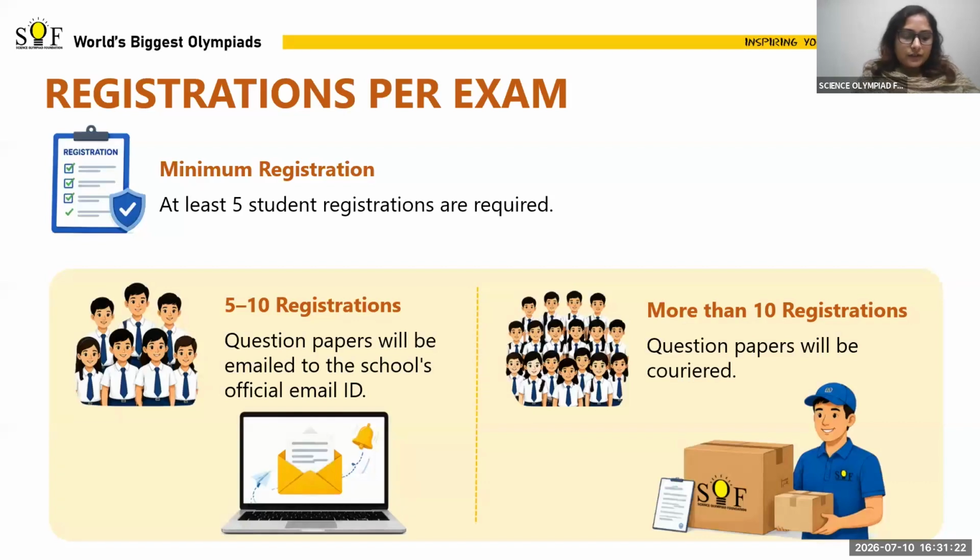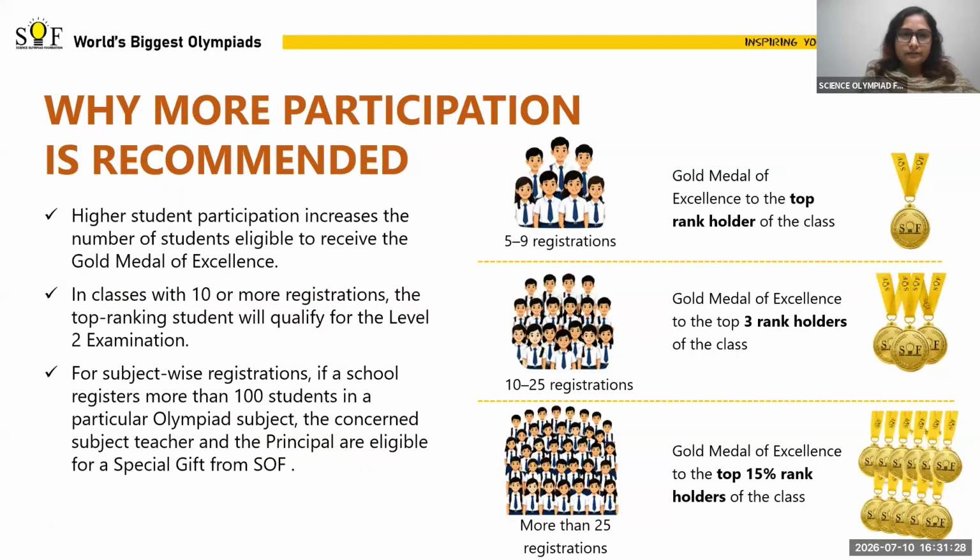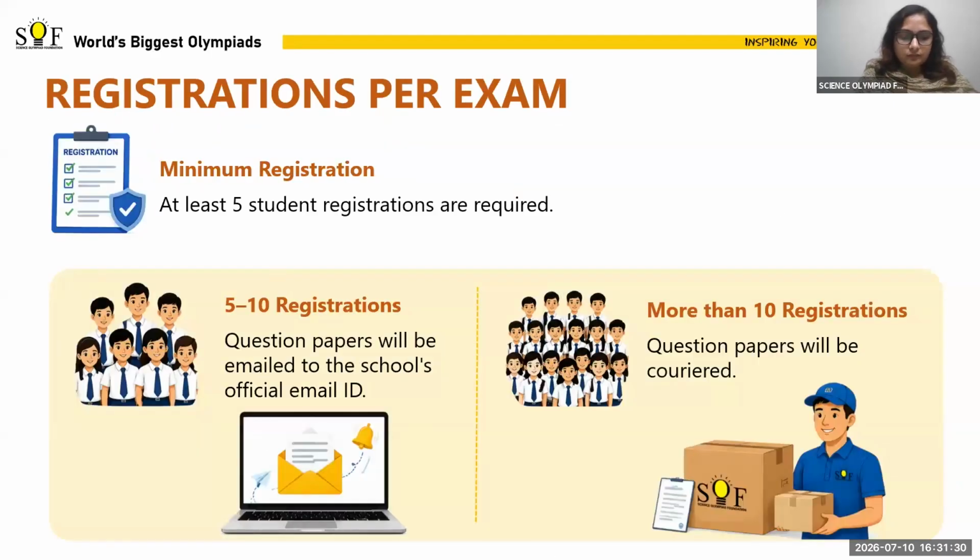Let me ask you one question. What is the minimum registration that a school needs to do? Well, technically there must be at least 5 students, but should we stop at 5? My answer is absolutely not. Let me tell you why.